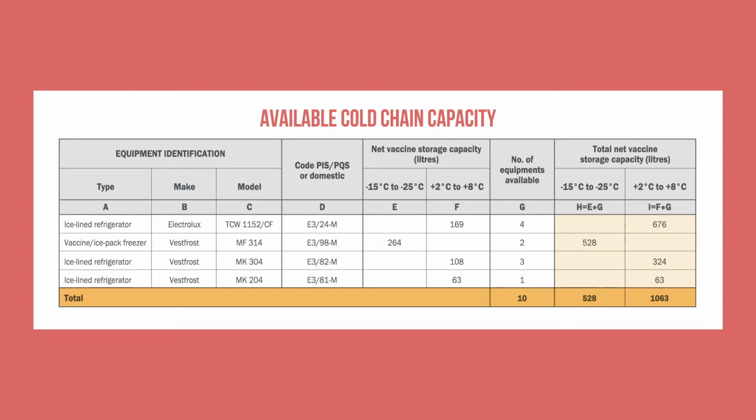Once you have done this for each type of equipment, add the volumes together for each temperature category to get the total net vaccine storage capacity. In this case, there is a total freezer capacity of 528 liters and a refrigerator capacity of 1,063 liters spread over 10 pieces of equipment.